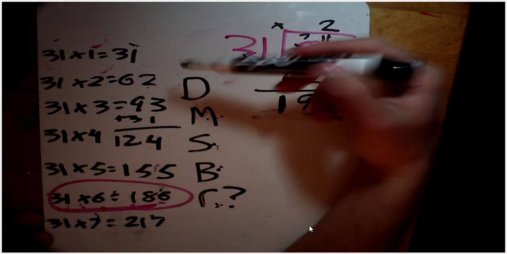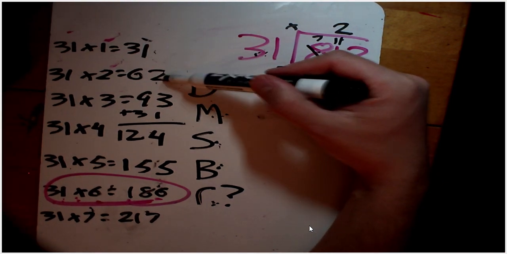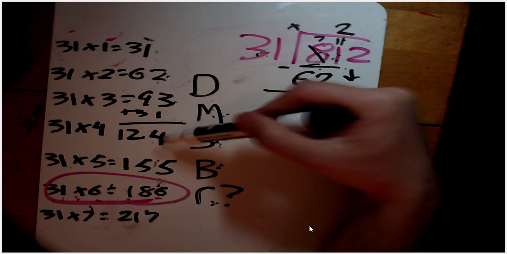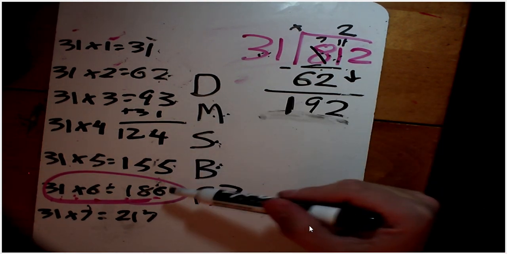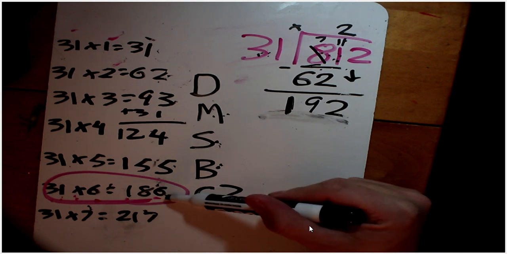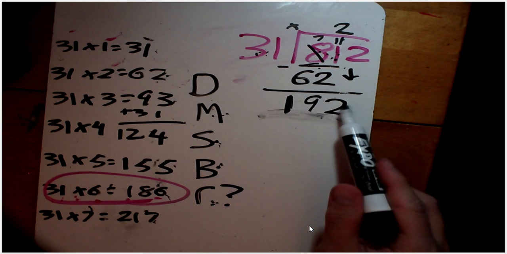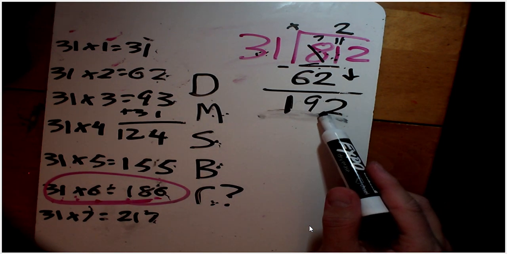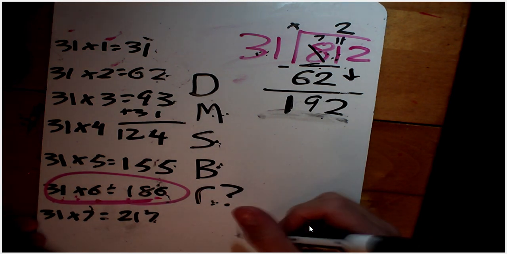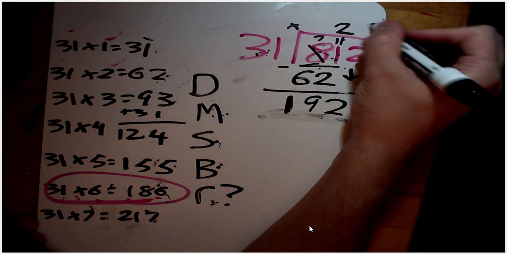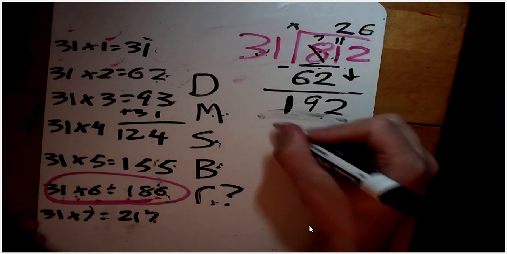If you look down the list, times 1 is 31. 31 times 2 is 62. 31 times 3 is 93. 31 times 4 is 124. 31 times 5 is 155. 31 times 6 is 186. That is pretty close to that. 31 times 7 is 217. Like The Price is Right, we've gone over. So it's the closest without going over. So we're going to say times 6. So 31 times 6, that goes over the last place value you're working at, equals 186.